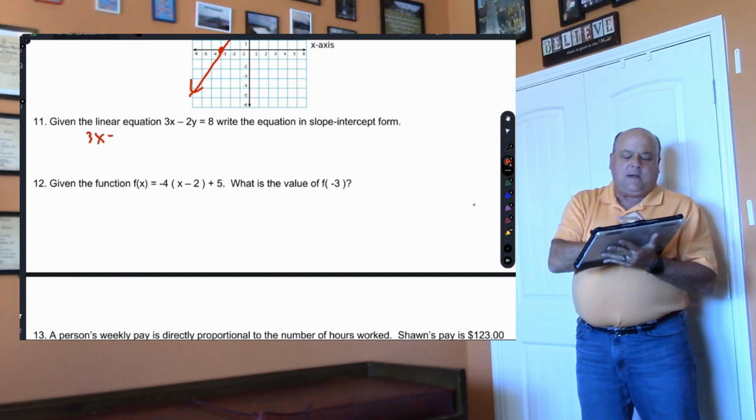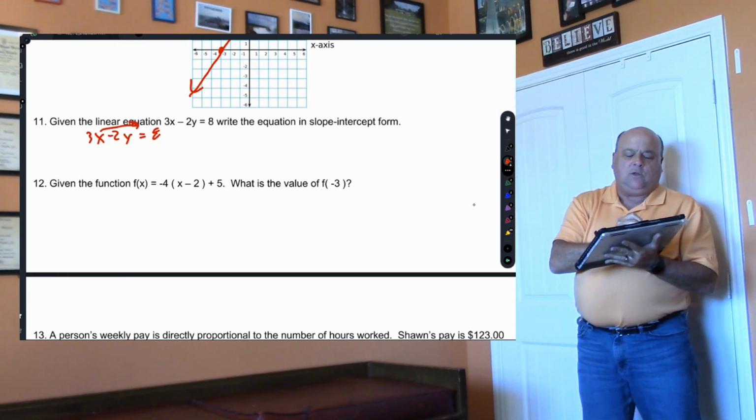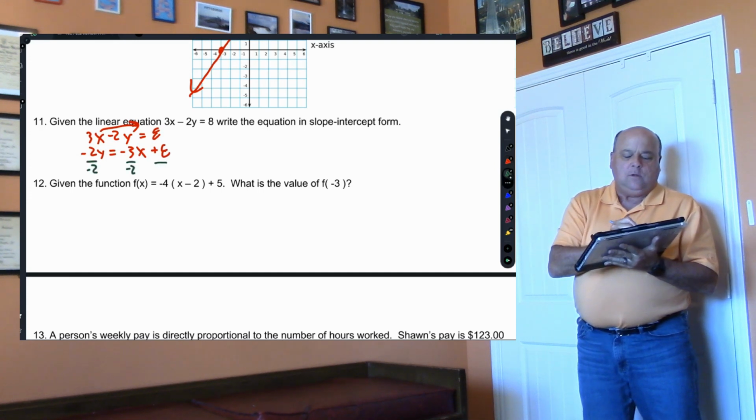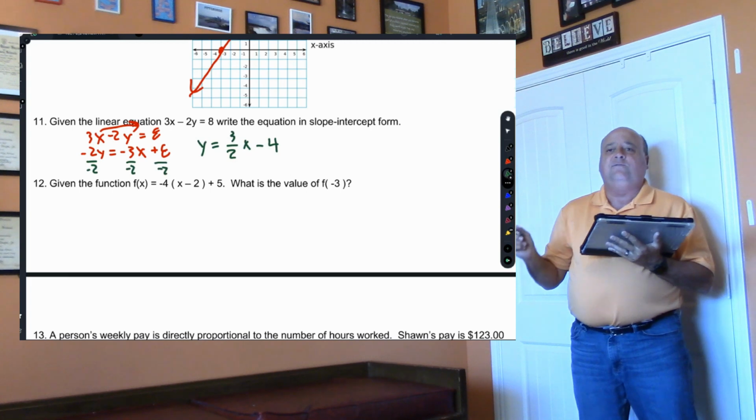So 3x minus 2y equals 8. We need to move the 3x to the right. So -2y equals -3x plus 8. And then I need to divide by the -2. So I'm going to get y equals 3 over 2x. 2 negatives makes a positive. And then 8 divided by -2 is a -4.